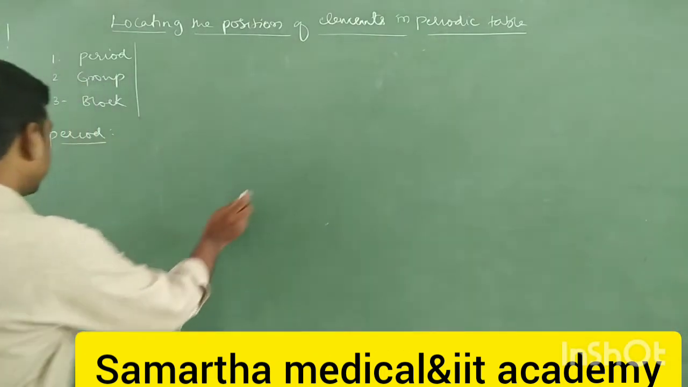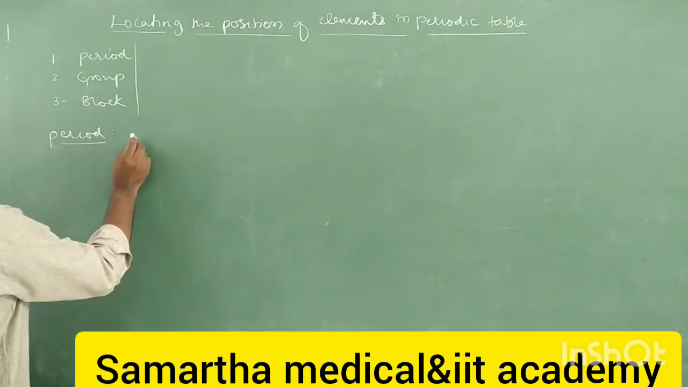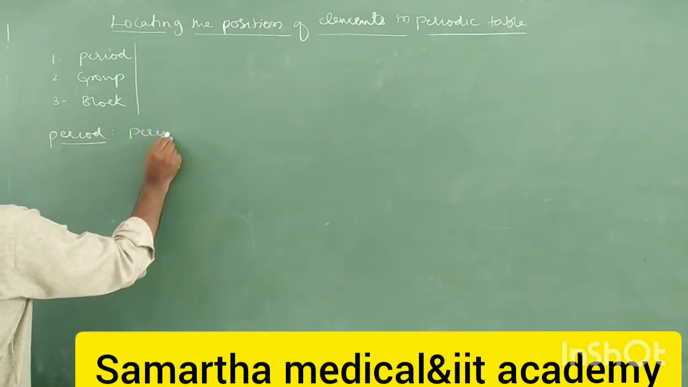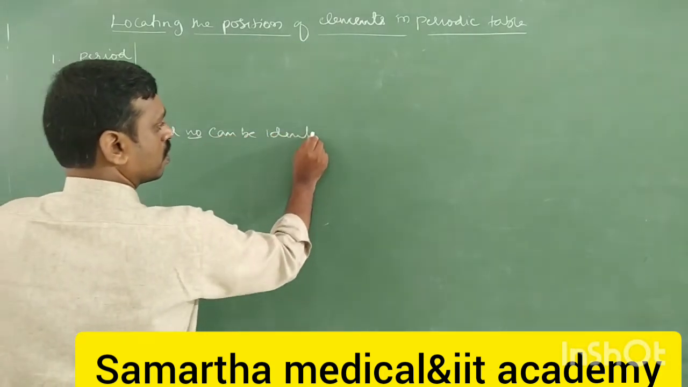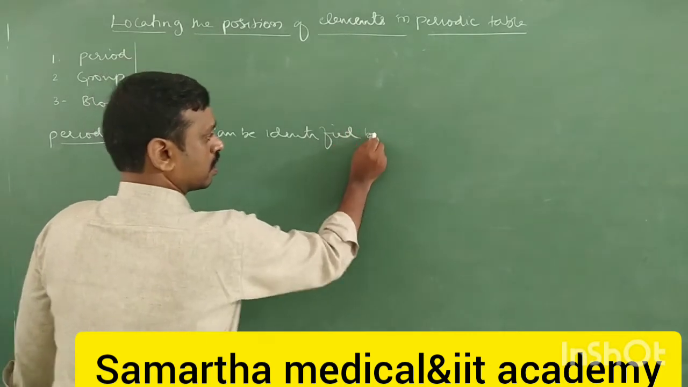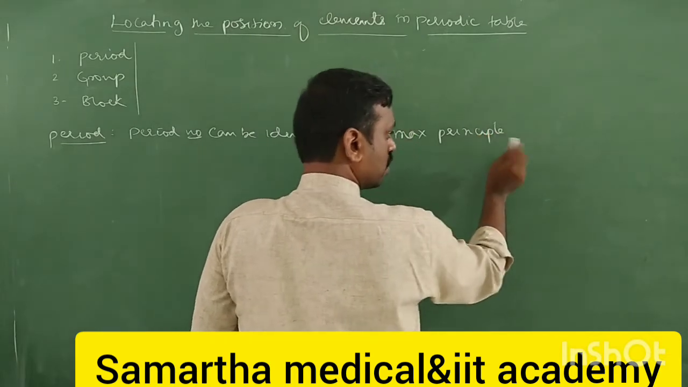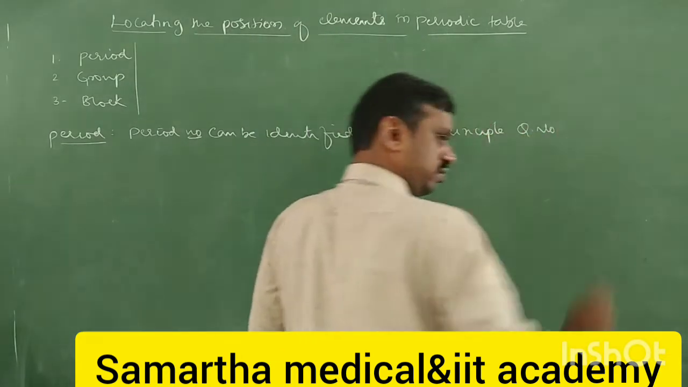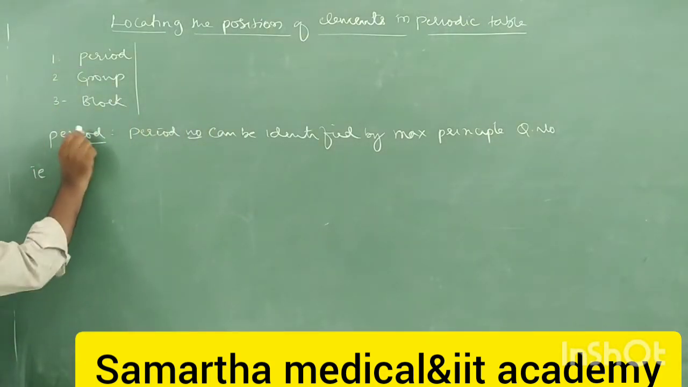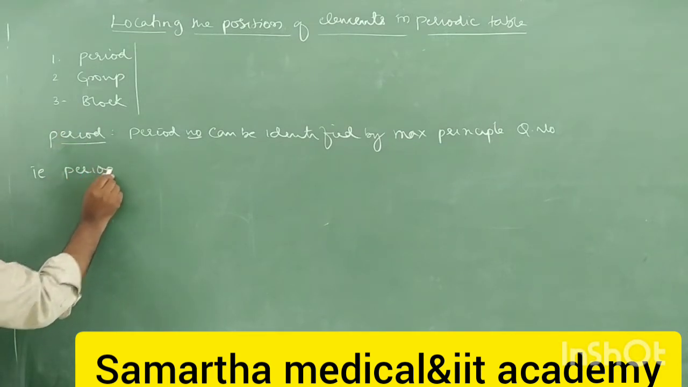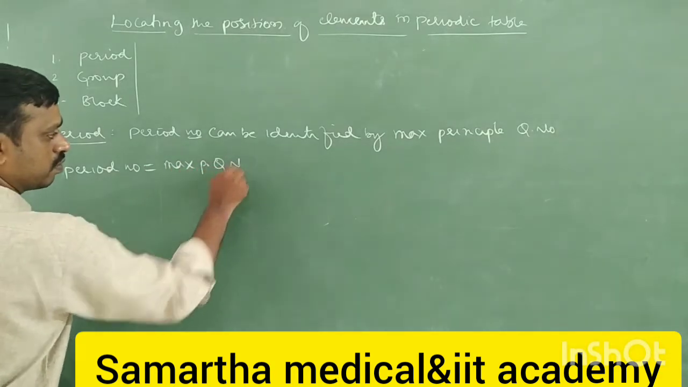So therefore, write down: period number can be identified by the maximum principal quantum number. That is, period number equals the maximum principal quantum number, right?